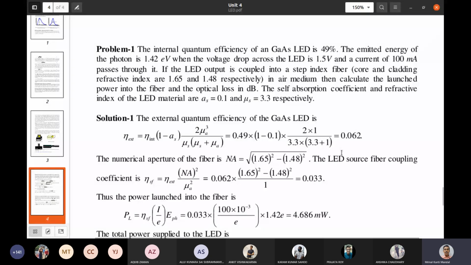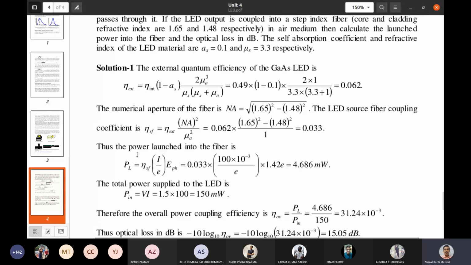Then the numerical aperture of the fiber you can calculate because the refractive index of the fiber is given. The LED source to fiber coupling coefficient is eta external times numerical aperture squared, which I have not discussed here. So this is the source coupling coefficient. If you calculate like this, then the launch power into the fiber will be eta times I divided by E, P, H.